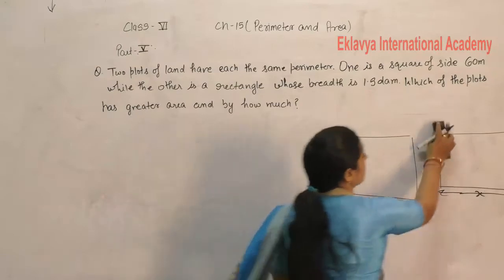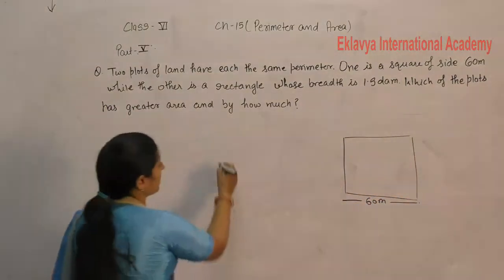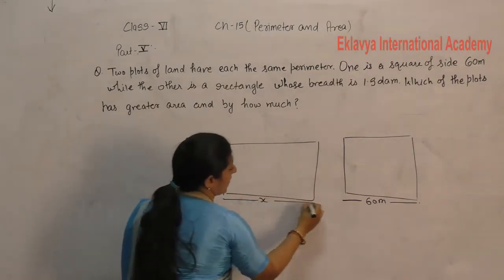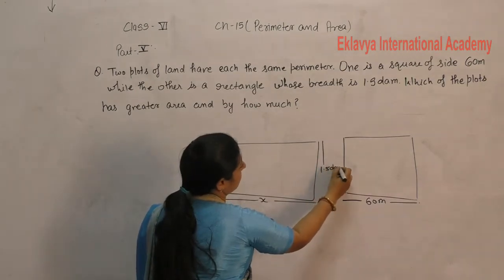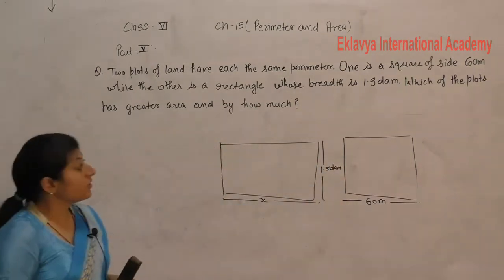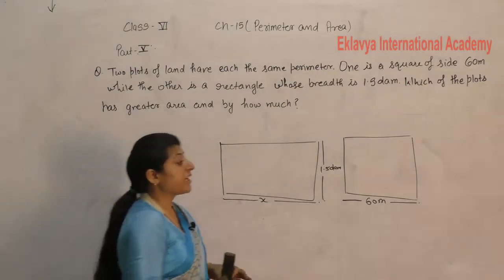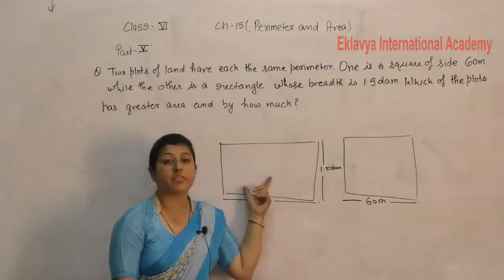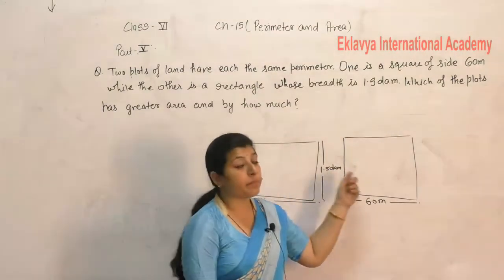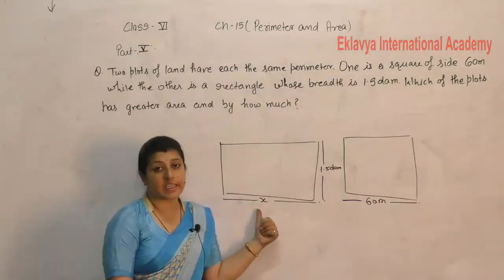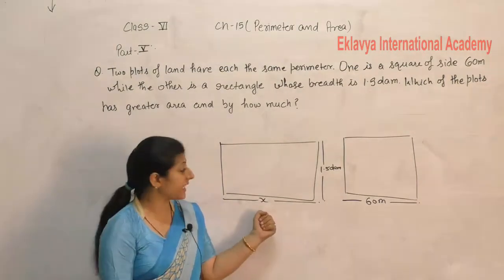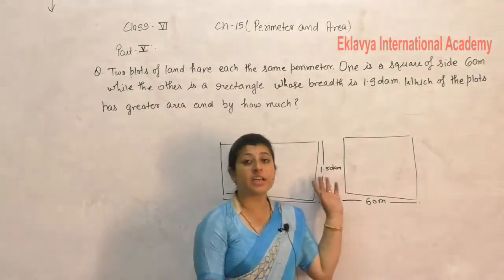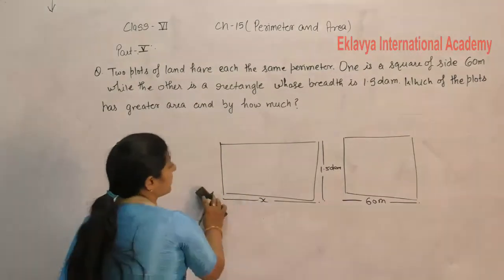See here, rectangular plot, length we don't know and this is 1.5 decameter. What we will do in this, firstly find out the perimeter of square, then it is equal to perimeter of rectangle. After comparing, firstly find out the length of the rectangle. Then after finding the length of the rectangle, we can find out the area of rectangle and area of square, then after comparing.